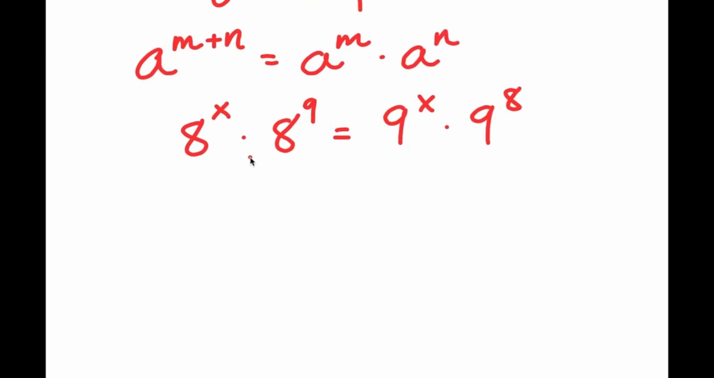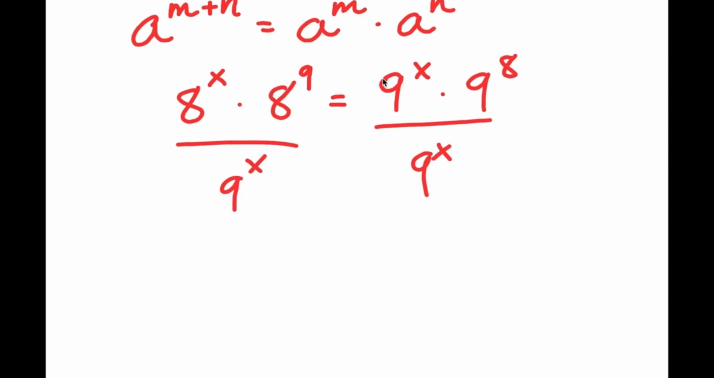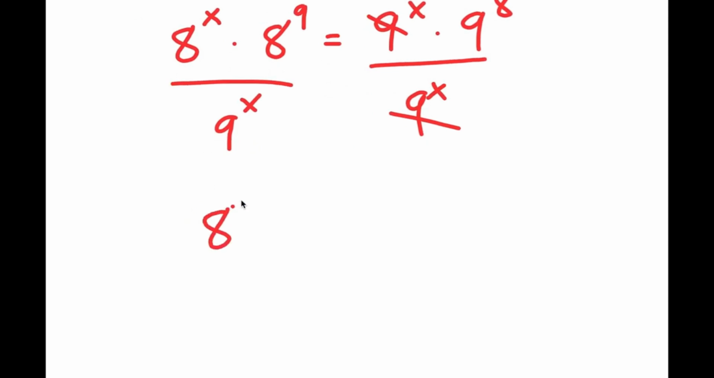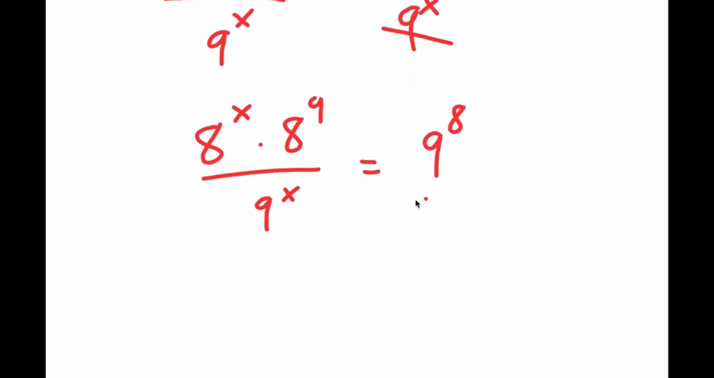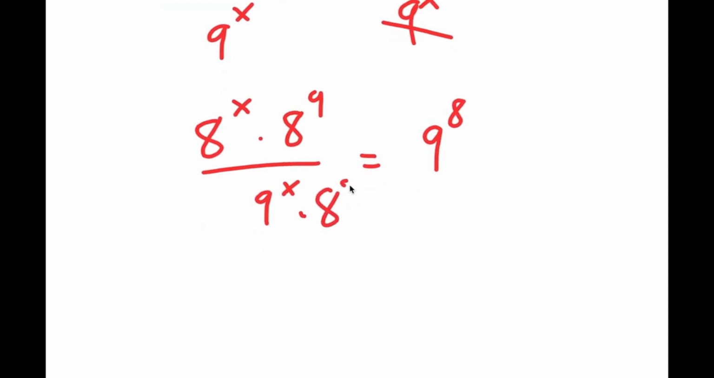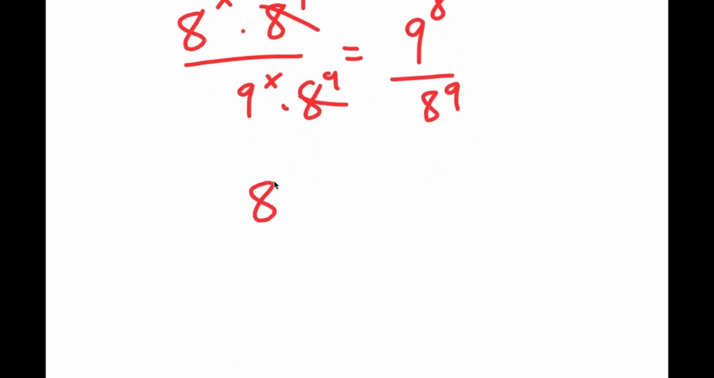Now from here, I'm going to divide both sides by 9 to the power of x. So then for my right hand side, these two cancel out, and I get 8 to the power of x times 8 to the power of 9 over 9 to the power of x is equal to 9 to the power of 8. Now I'm going to divide both sides by 8 to the power of 9. So then these two cancel out, and I get 8 to the power of x over 9 to the power of x is equal to 9 to the power of 8 over 8 to the power of 9.